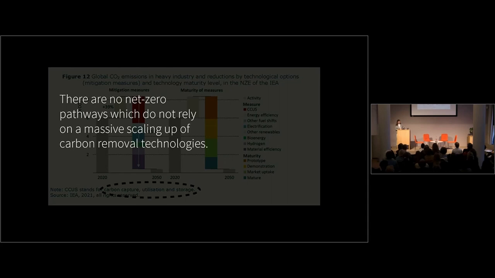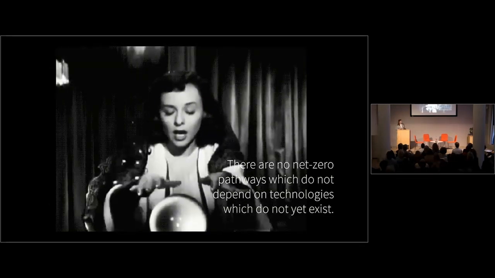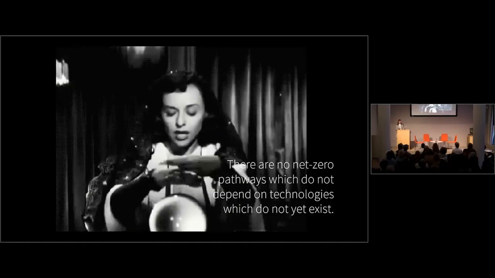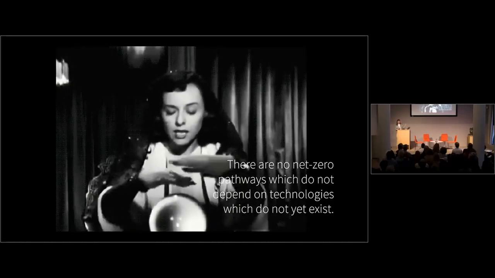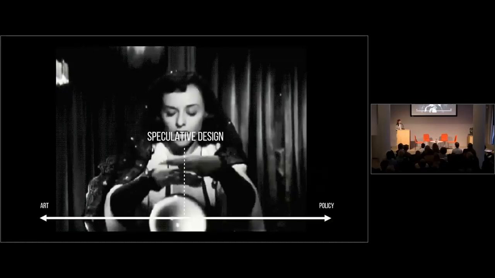And what's interesting about this particular technology is that we don't actually have it yet, and yet all of our policies for the climate are based on scaling up carbon capture. So what I'd like to point out is that there are basically no ways that we're going to get to net zero without using a technology that doesn't yet exist. So this is speculative design. We're all betting on it. We're all in it together.